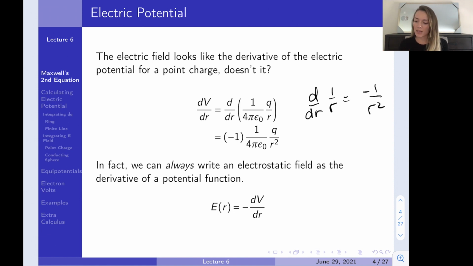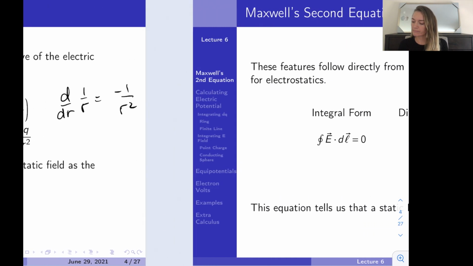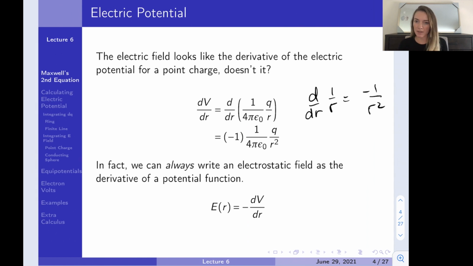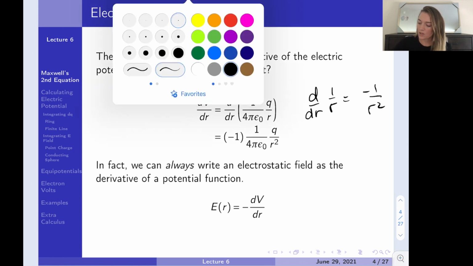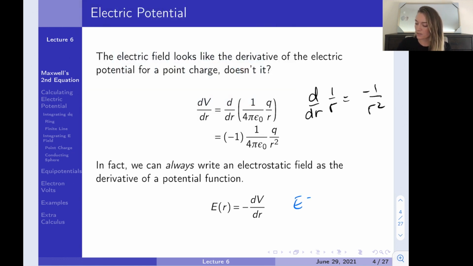Now I'm being a little bit sloppy in what I'm saying, because it's not really just the derivative, it's actually the gradient. If you haven't seen the gradient yet, that's fine. You can just think of it as a derivative, and this equation will do. If you have seen the gradient, we're going to talk about this more at the end. So if you have seen the gradient, you can write the electric field as the negative gradient of the potential.